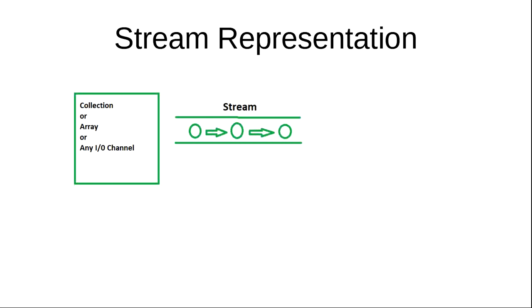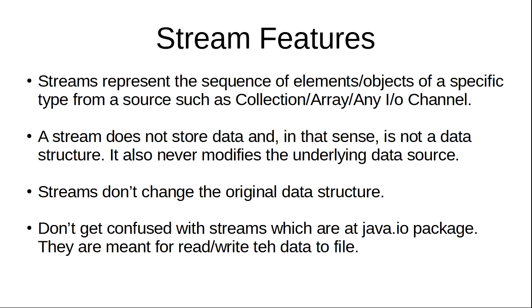You can imagine streams as per this diagram. Elements are just flowing one by one in a sequential way. So this is a stream. After that, what are the stream features? As I said, streams represent a sequence of elements or objects of a specific type, that could be of some generic type: a stream of integers, a stream of strings, a stream of employees, or something like that.